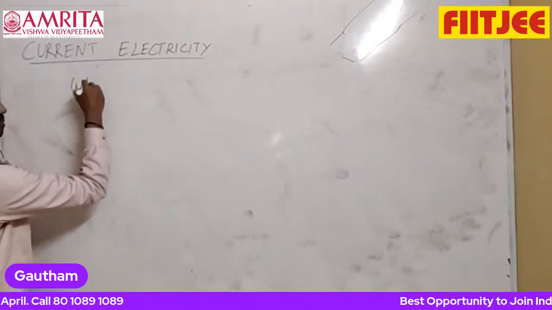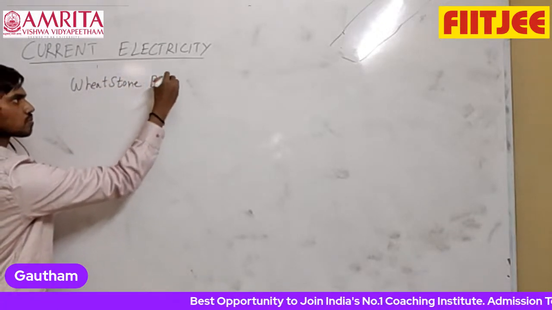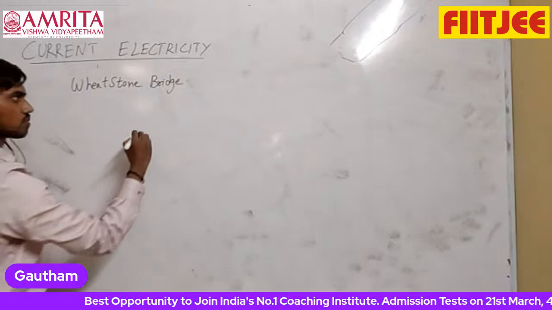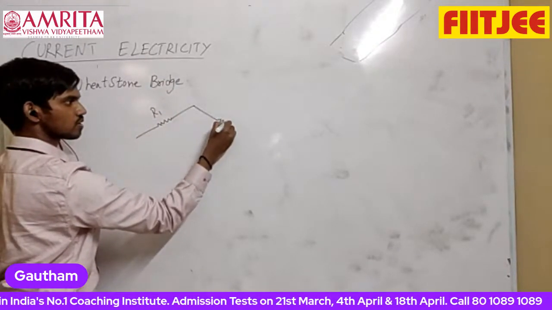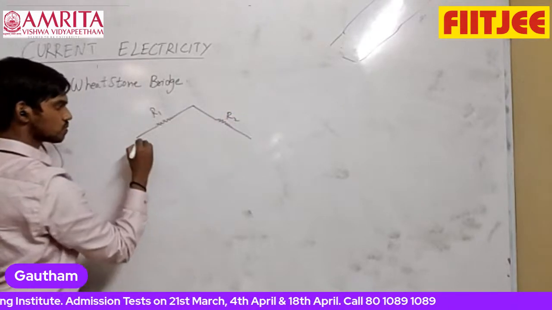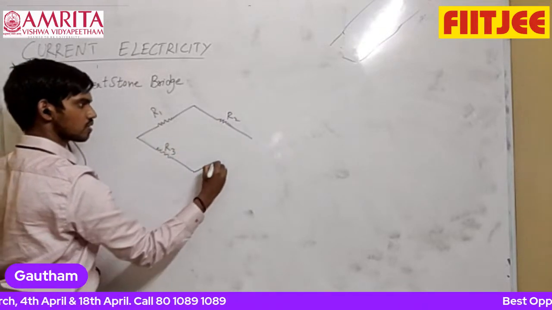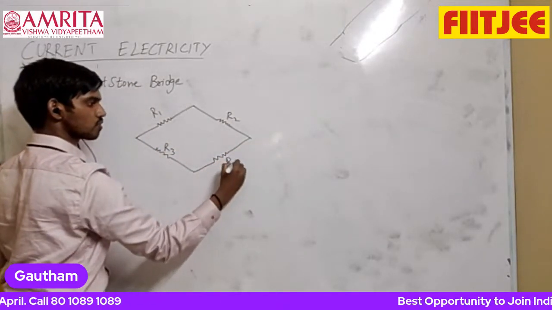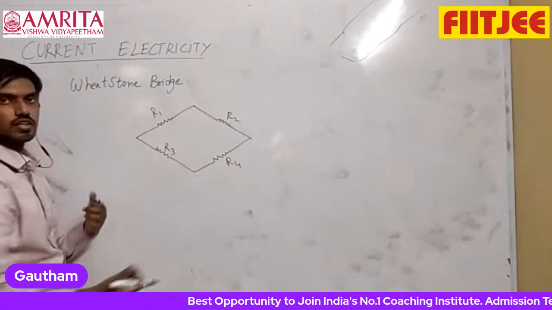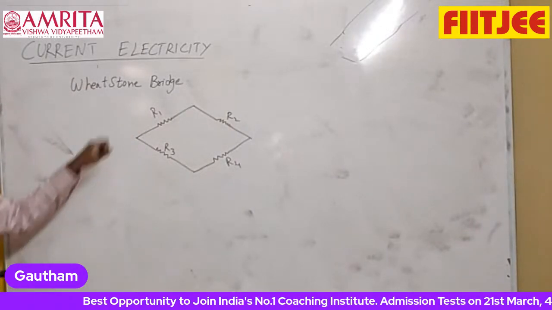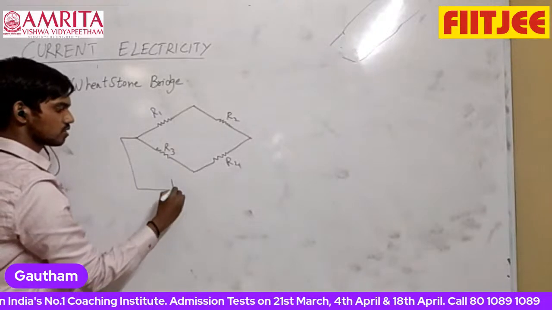So in the Wheatstone bridge, some resistor R1, R2, R3 and R4. Right. You can also draw it like a rectangle. The shape of the circuit doesn't matter. Only how the connections are given, that is what matters.